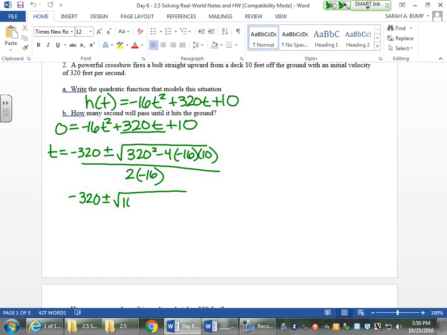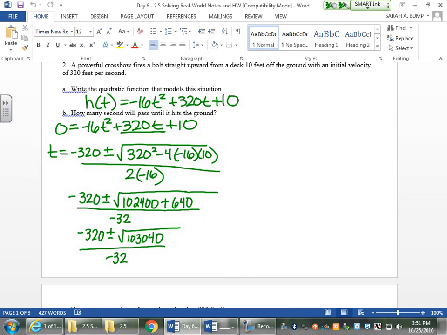I'm going to square the 320 to get 102,400. I have 2 negatives with the 4ac, so it's going to become a plus. And 4 times 16 times 10 is going to be 640. And the denominator is negative 32. Keep working under the radical, add those numbers together. And I get negative 320 plus the square root of 103,040 over negative 32.